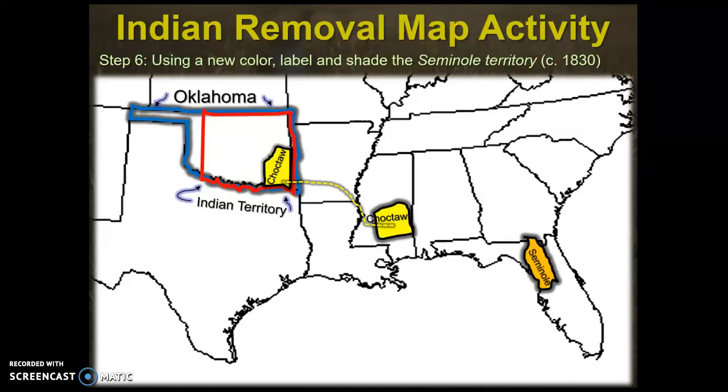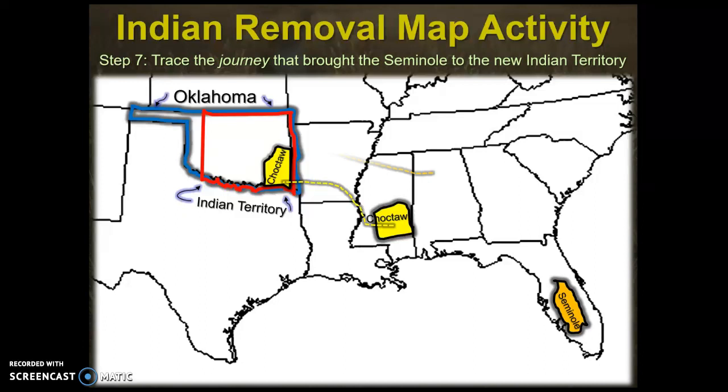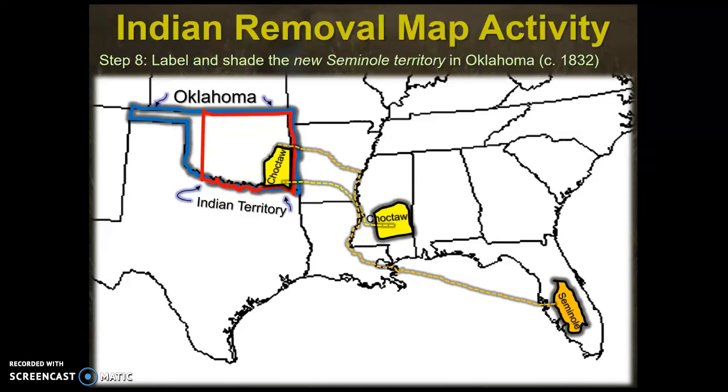Alright, Seminoles. Seminoles were in Florida. Okay, we talked about the Seminole Wars. Now their journey is a little bit different. Theirs was actually through the ocean, through the Gulf, up to Louisiana and through the Mississippi to reach Oklahoma. So the next one, the Seminoles are settled in the central part of the Indian Territory.